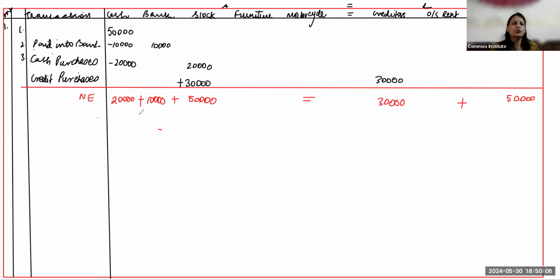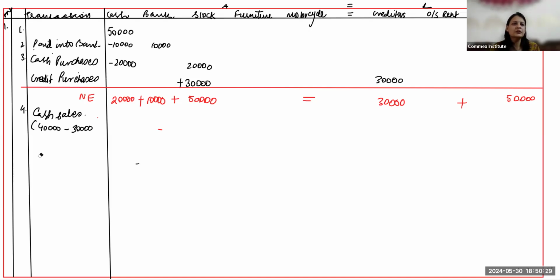Right? 80,000 on both the sides. And go on to the next transaction, which is transaction number 4. Sold goods for cash. So it is my cash sales. 40,000 is the selling price, 30,000 is the cost price, so 10,000 is the profit, right?